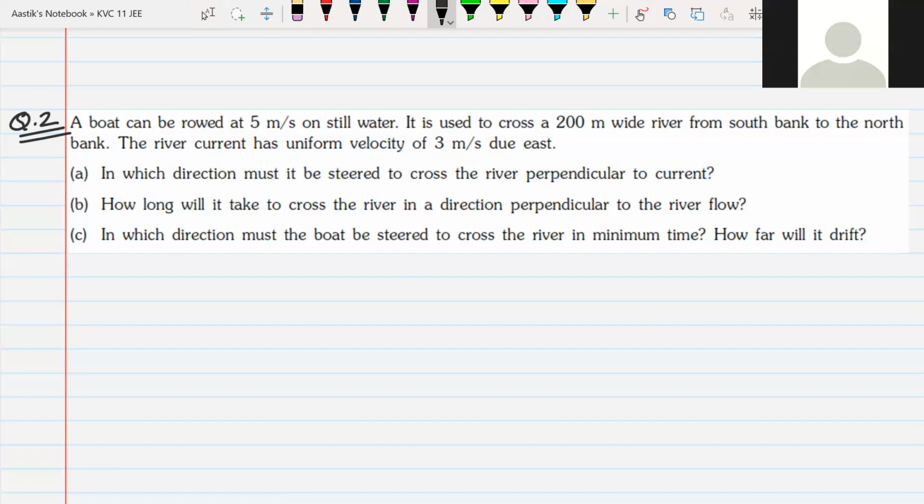Sir, first one 127 degrees with the river flow. That is correct. How long will it take?